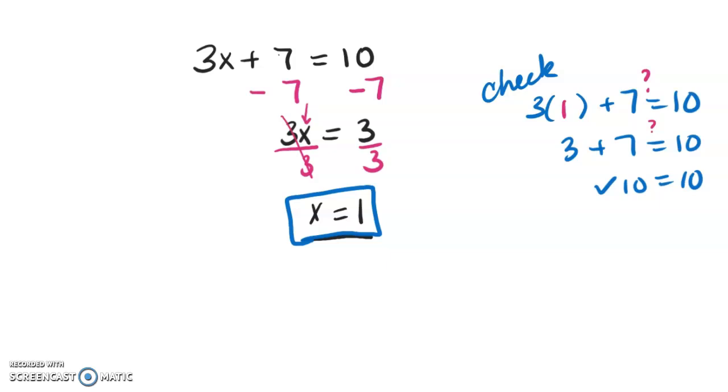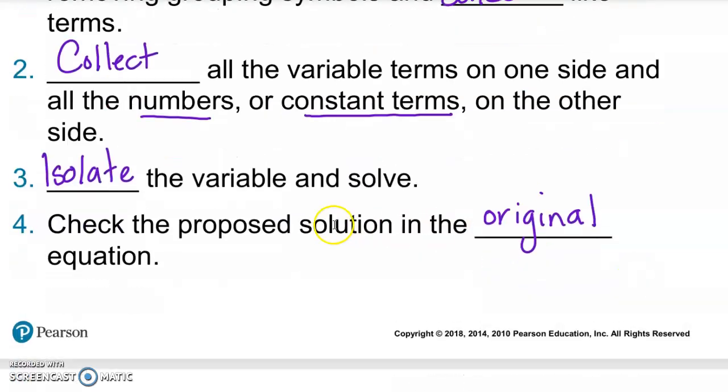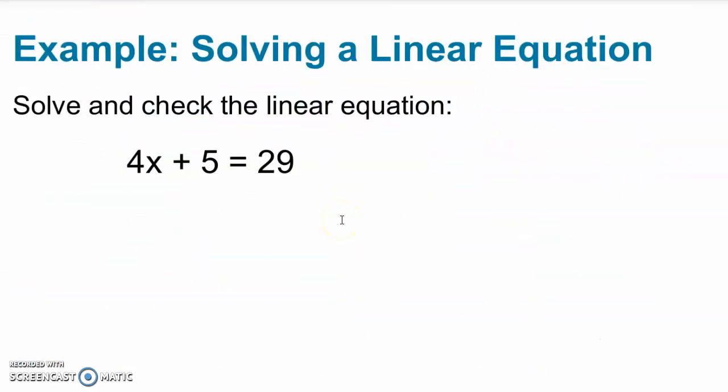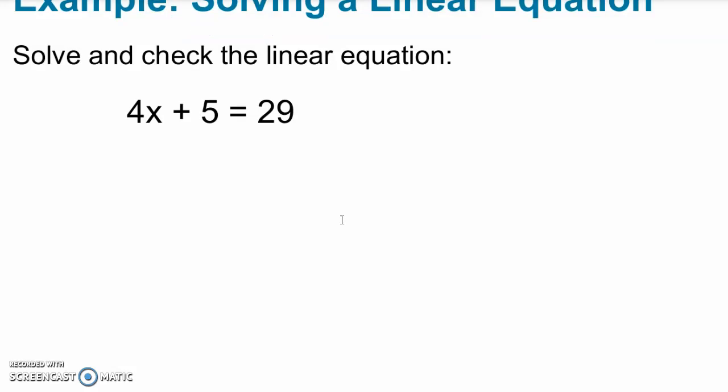Now, let's go back to our packet, and if we flip to the next page, we can see that we have this problem. And so what I would suggest here is that you pause and you try this one and then come back to the video and see how we do it together. All right, so now that you've tried it, let's do it together.